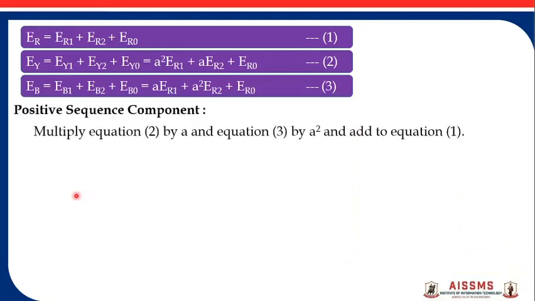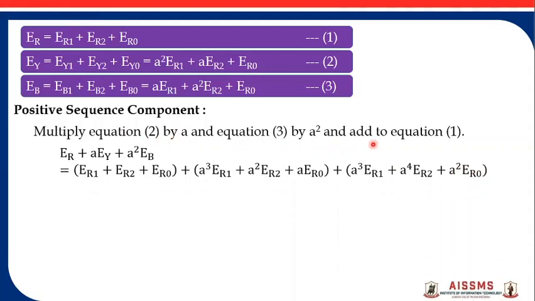Now second, we have to find out the positive sequence component. So we are going to multiply equation 2 by A and equation 3 by A square, and add them to equation 1. So let us do this. The first equation will remain as it is. The second equation we multiply by A, so it is A into EY. The third equation we multiply by A square, so it is A square into EB.